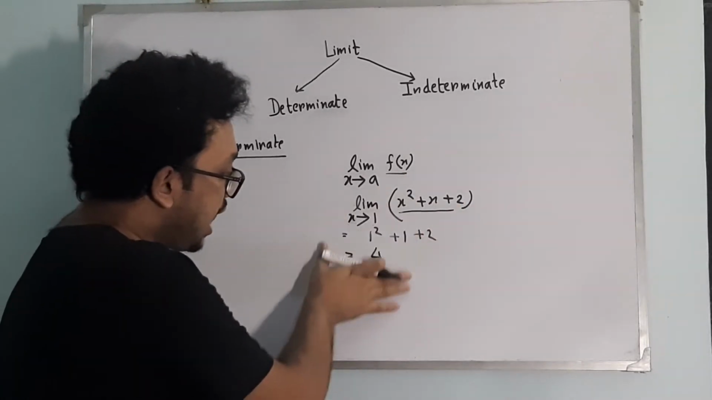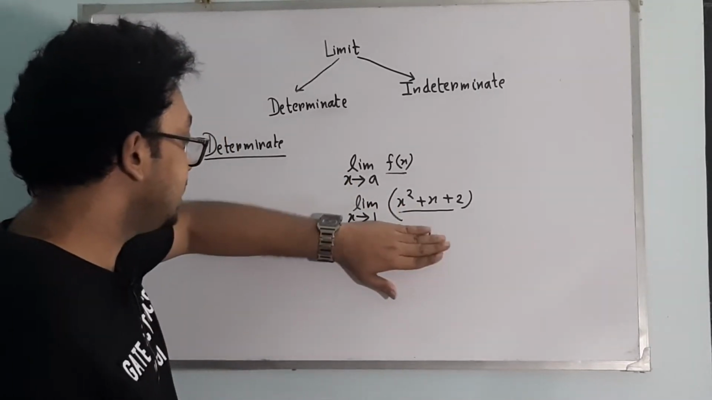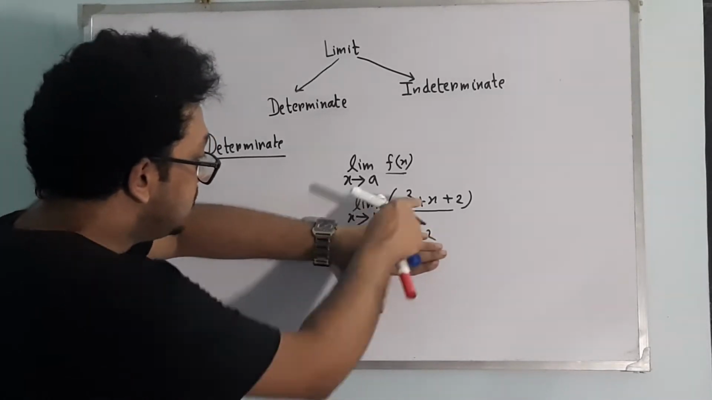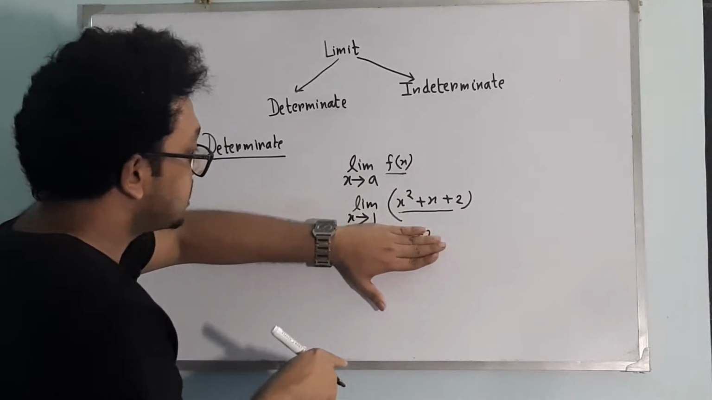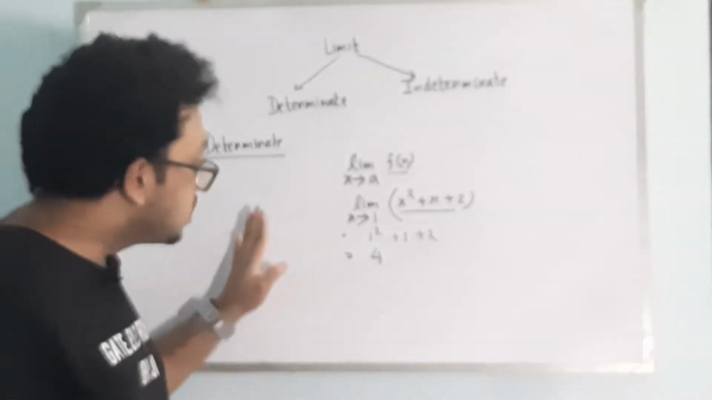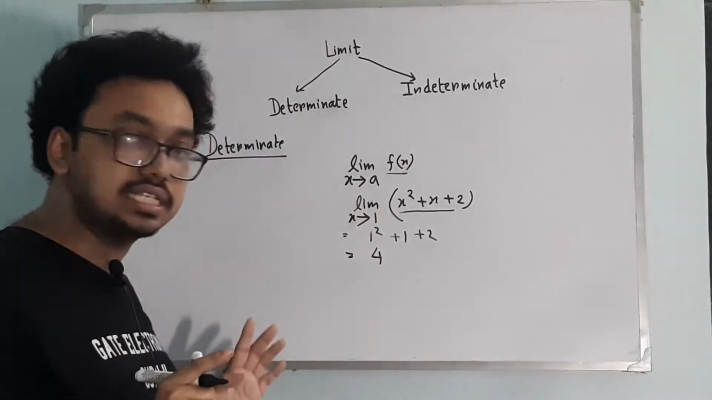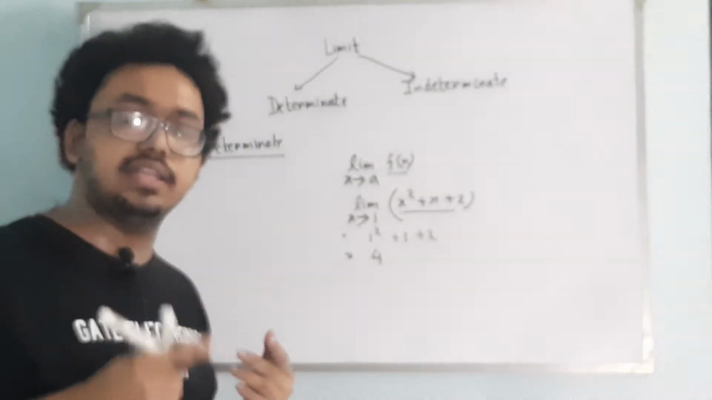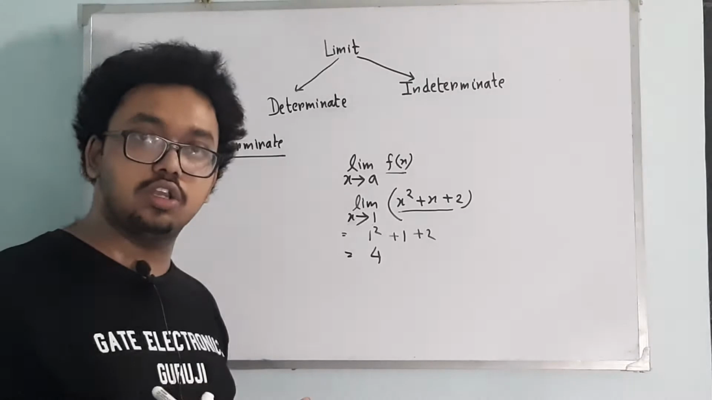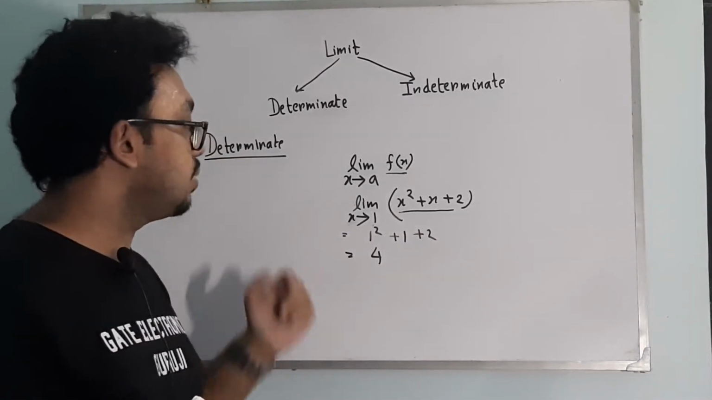So here you don't have to do any calculation. If you just want to check whether the limit exists or not, you don't have to do these steps. Just by observing the function you can say that the limit exists. You don't need to do any further calculation or manipulation to check whether the limit exists or not. So this limit is an example of determinate form.